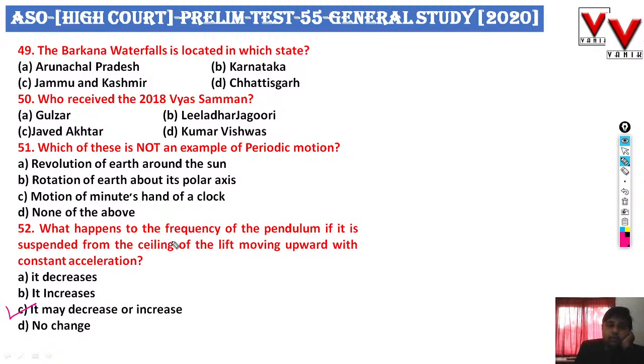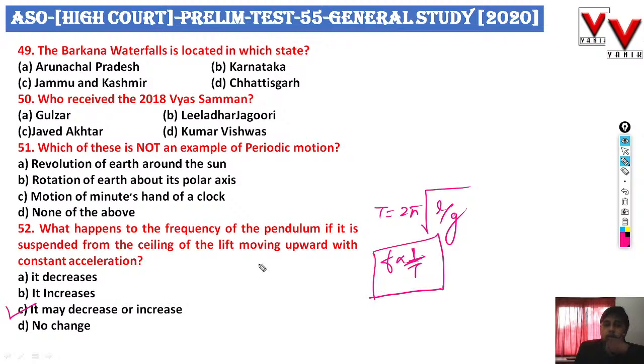Now see. What is going to happen is that the frequency of a pendulum is asked. So the time period of a pendulum is 2 pi square root of L by g. Frequency is inversely proportional to time period. So if the lift is moving in the upward direction, we have a lift here. Now this is the ceiling where we have a pendulum tied up.